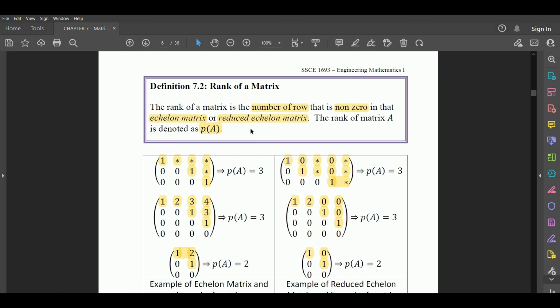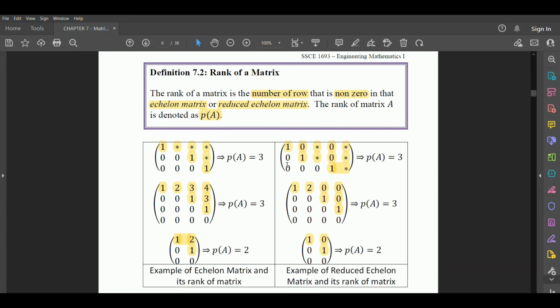Hi everyone, I'm Go Chakwan, and I will be explaining what the rank of a matrix is and the way to find the rank of a matrix. First, the rank of a matrix is the number of non-zero rows in the echelon matrix or reduced echelon matrix. The rank of matrix A is denoted as ρ(A). To have a clearer understanding, let's look at the examples given. I will explain the example of echelon matrix first.